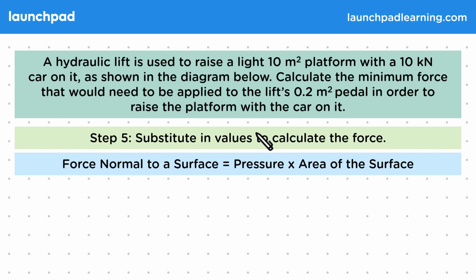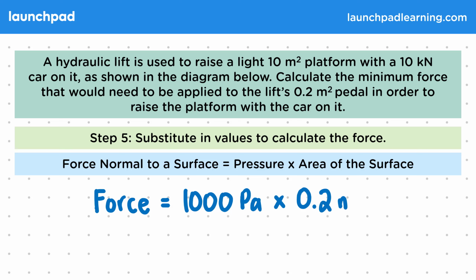So we're told the pedal is 0.2 meters squared in area, and we know the pressure we need in the hydraulic system is 1,000 pascals. So the force we have to apply is 1,000 pascals multiplied by 0.2 meters squared, which is 200 newtons. Notice that because of how the system works, we only need a small force to raise the heavy car.